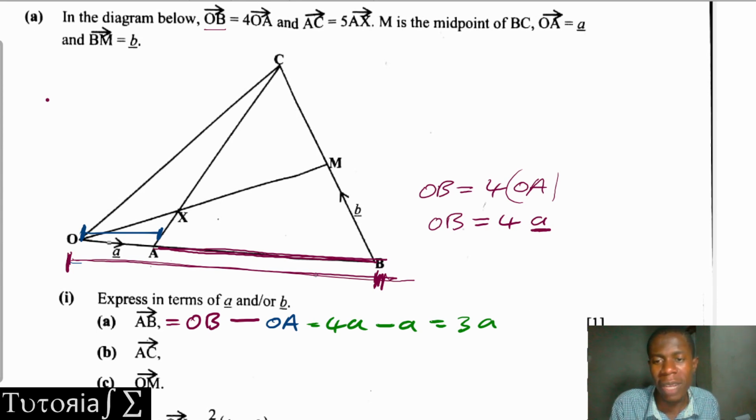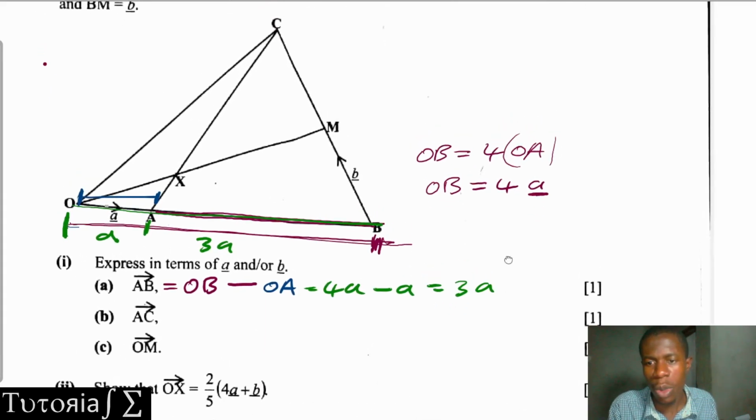The other way you could have done it is where we explained. So we know that OB, which is this length here, is 4 times OA, meaning that if this is A, then this has to be 3A, so that this will add up to 4A. Okay, but that is how you're supposed to answer question 1.